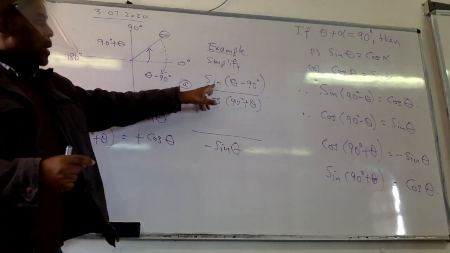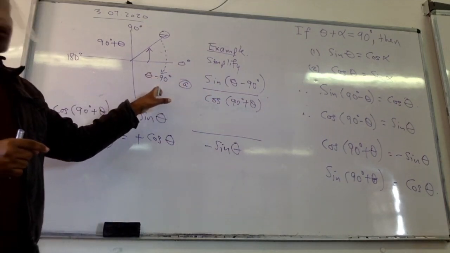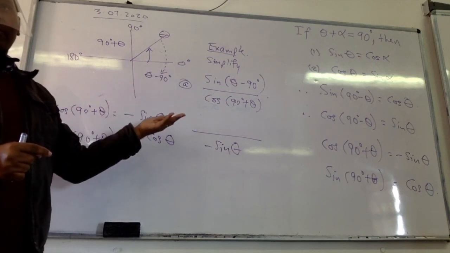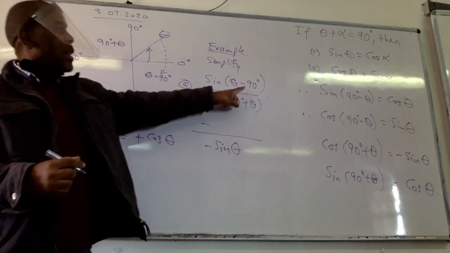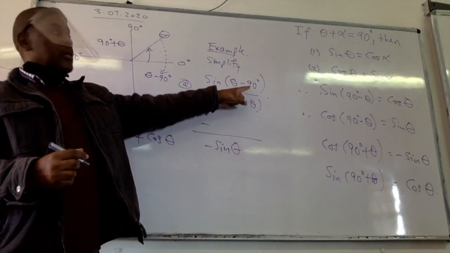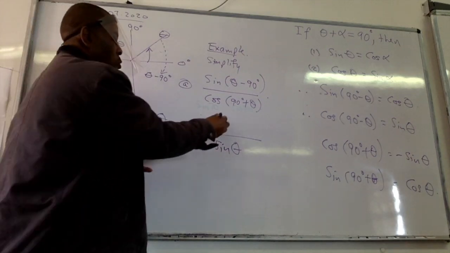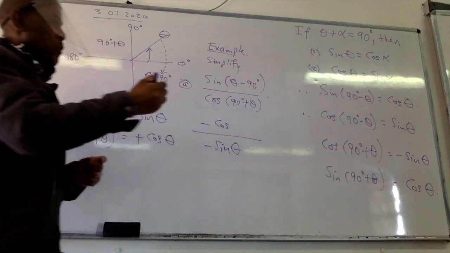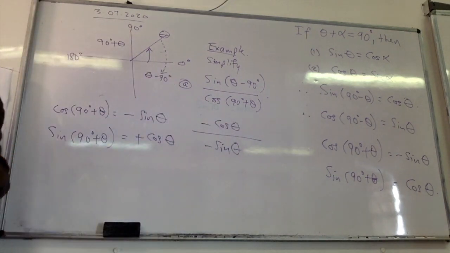I'm looking for sine. It's sine of an angle that is in the fourth quadrant. So is our answer positive or negative? Negative. Our answer is negative, right? But because of the 90 that is there, I know sine must change to cosine. So this becomes cosine of the acute angle theta, and this just becomes minus cosine of theta. That is the quickest way.